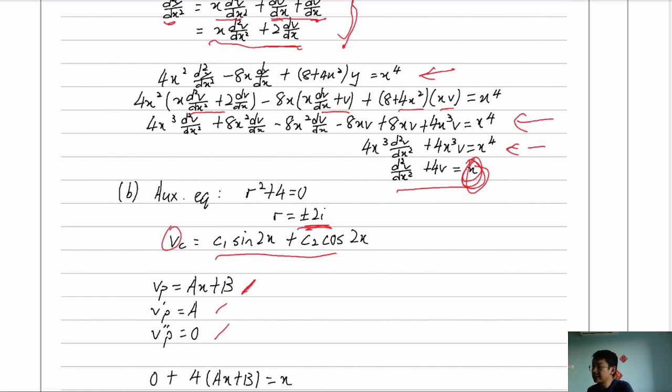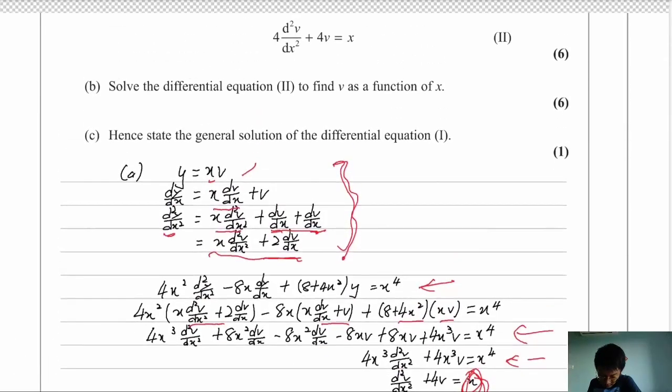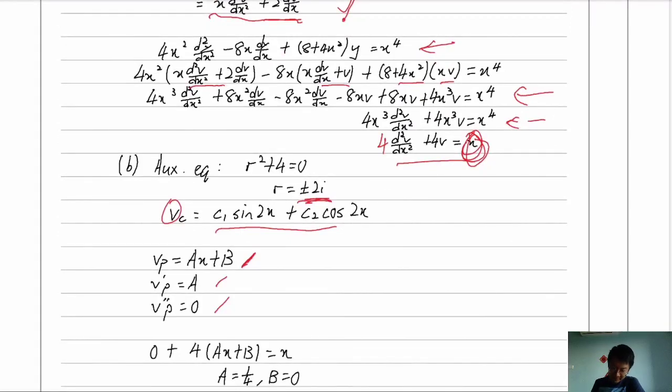Yes, Dennis. Is a 4, yeah. So we have 4r squared plus 4 equals 0, thank you for the correction. This one we will get an i, so we only get sin x and cos x.